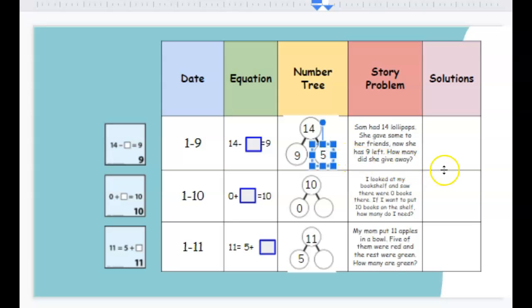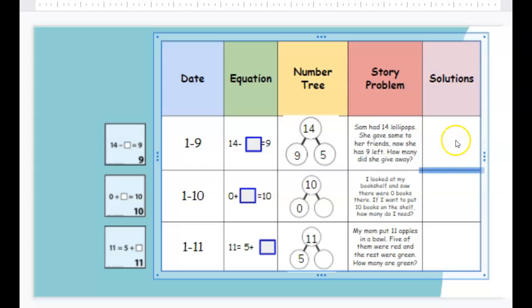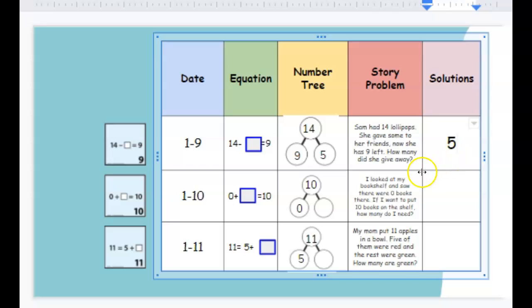So I'm going to put that number right there. And I can put that in our solutions column. Remember, solutions is a nice fancy word for your answer, what you got when you solved the problem.